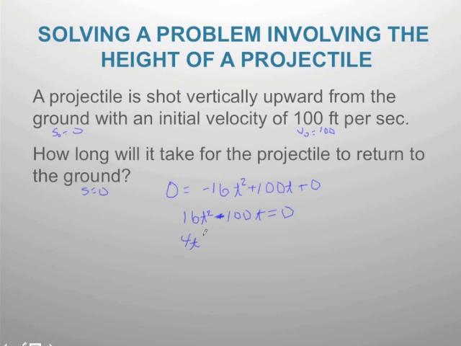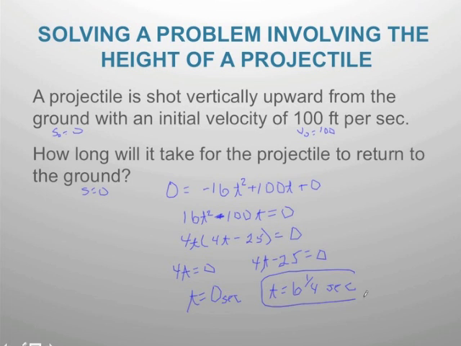I can factor out a 4t and get 4t times the quantity 4t minus 25 equals 0. So either 4t equals 0, or 4t minus 25 equals 0, or t equals 6 and 1/4. Now this 0 seconds is when it started, and the 6 and 1/4 seconds is the answer I'm looking for, for it to return to the ground.